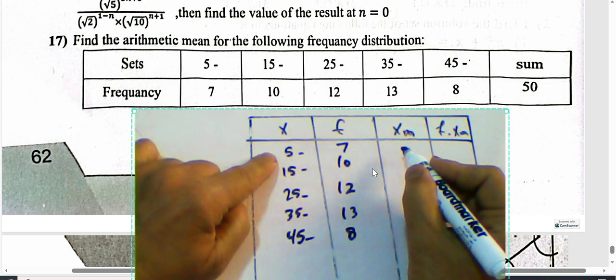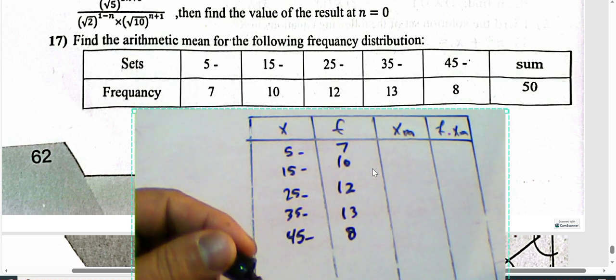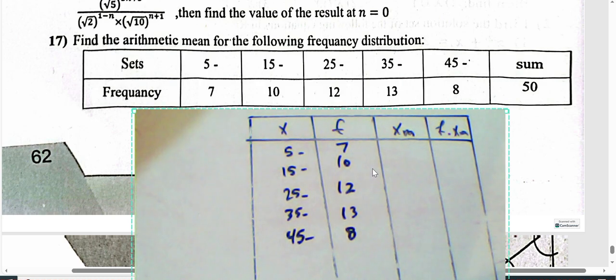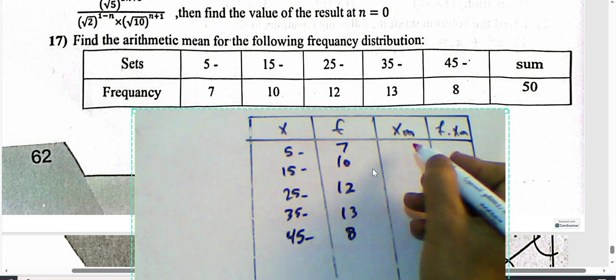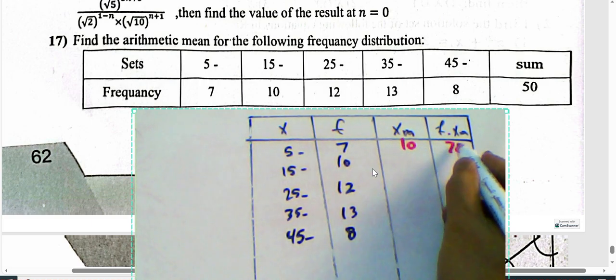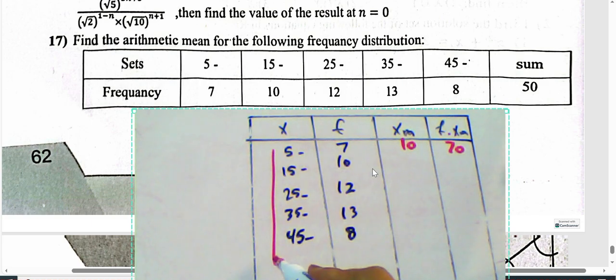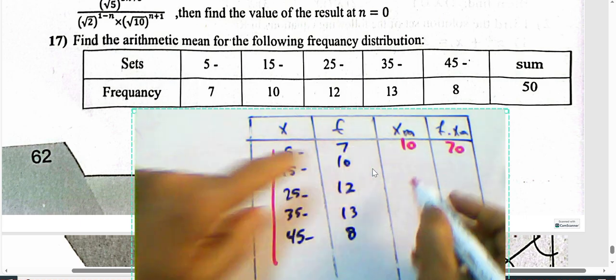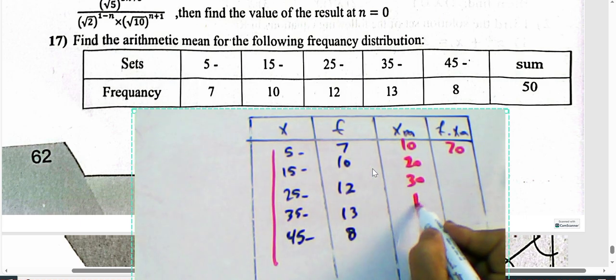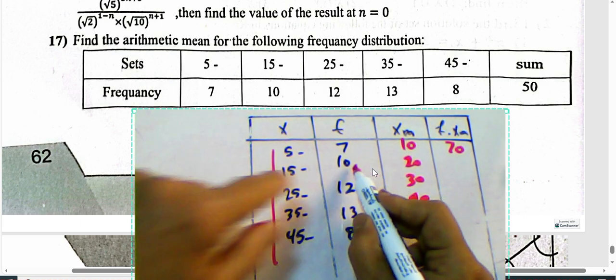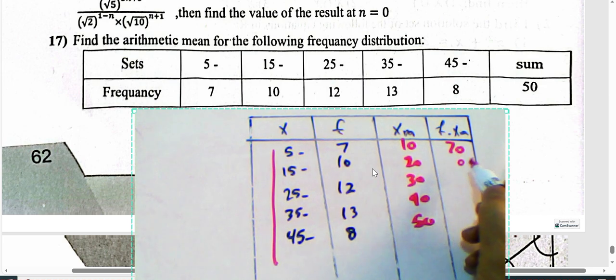And the center of this: 5 plus 15 equals 20. 20 divided by 2 equals 10. 10 times 7 equals 70. The centers are 10, 20, 30, 40, 50, and then the products: 10 times 7 equals 70, 20 times 10 equals 200.